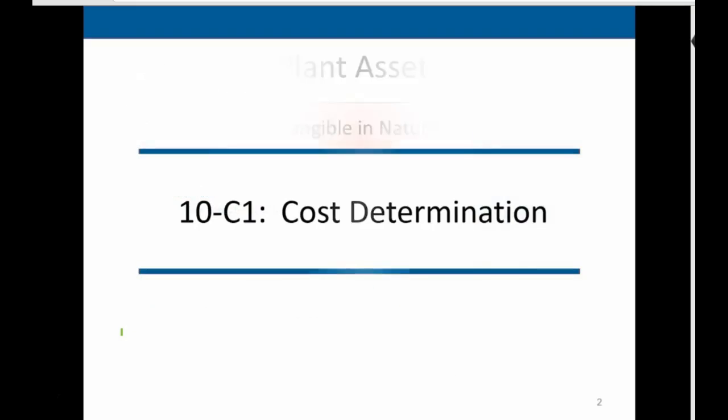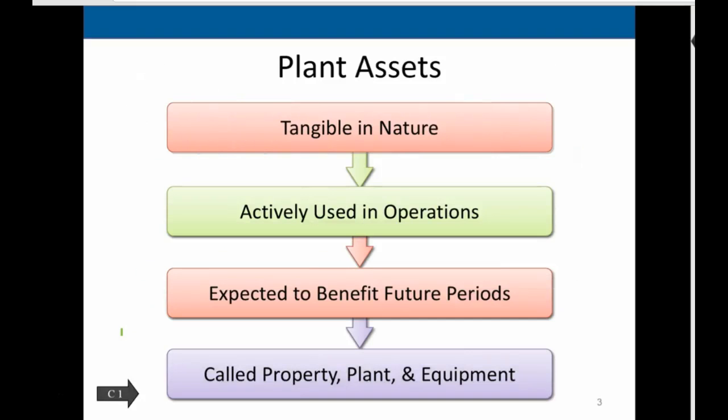Alright, so cost determination. First we got to think about what the cost of the equipment is. Now when we talk about property, plant, and equipment, we could be talking about building, we could be talking about land, we could be talking about equipment such as a forklift. Those are the types of things we're talking about. We can call them plant assets.